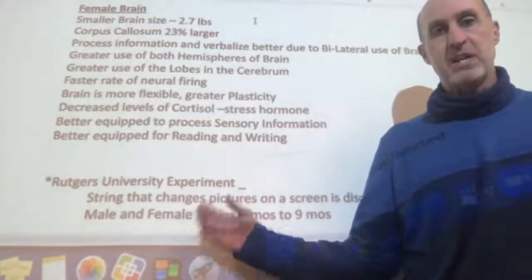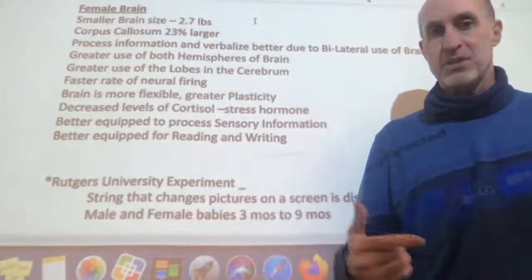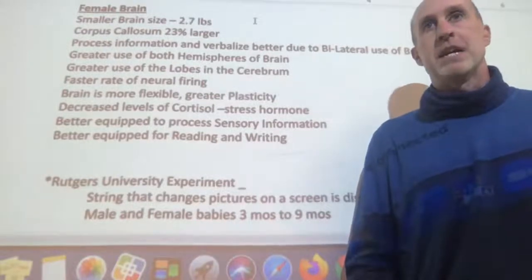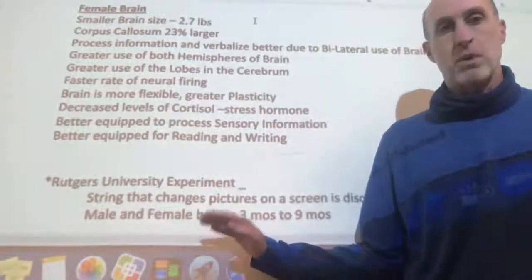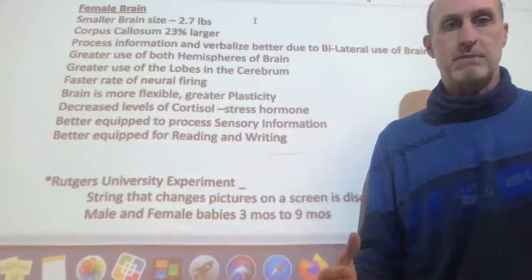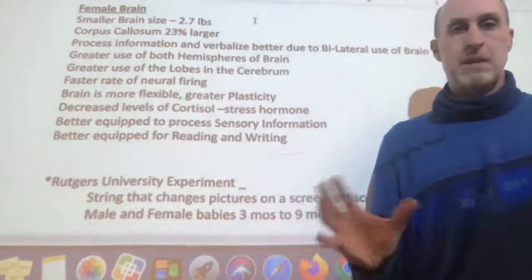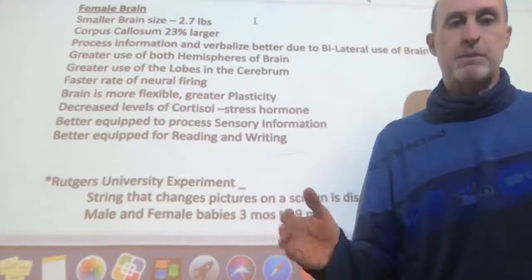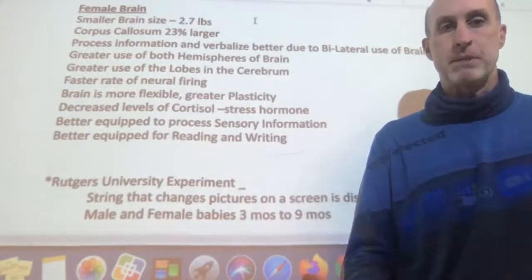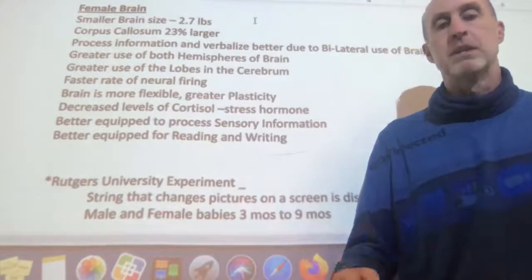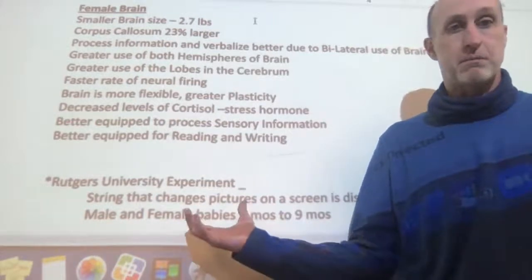So this study and the other studies like it seem to point to the nature side of the coin, which is that at an early age, when we're born, the male and female brains are just different. They're just biologically different. Again, there are still nurture influences, but what they're saying is that there is a high heritability factor in the differences of the brain.